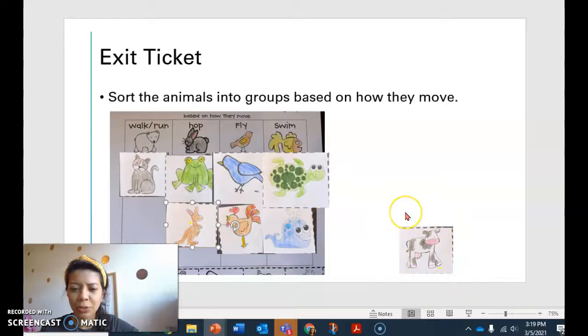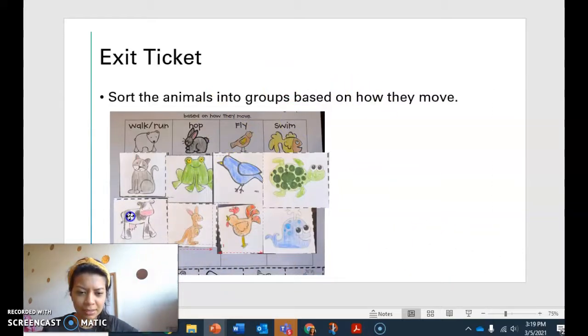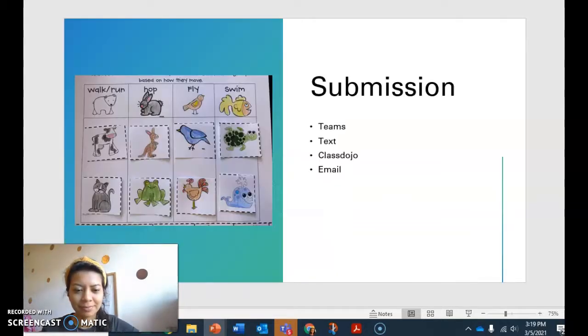And our last picture, we have a cow. Cows have 4 legs. So how are these animals able to move? Do they walk, hop, fly, or swim? If you said to walk, you're correct. Yes, these animals are able to walk using their 4 legs. And here is our completed anchor chart. Awesome job, everyone. For today's exit ticket, you will submit a picture of your completed anchor chart.